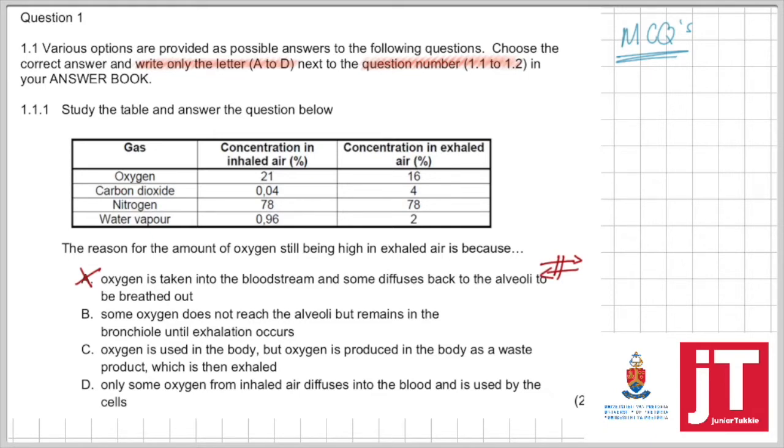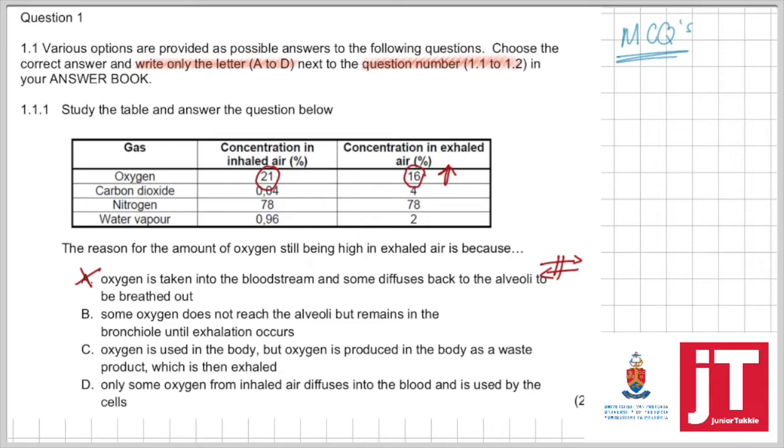So now we're looking for a reason to explain why we still have quite a large percentage concentration of oxygen in exhaled air. Okay, so here we're looking particularly now at that value when compared to that value, and now they want to know why is this still a high concentration. Okay, so let's quickly have a look at the options that we're given. Option A, oxygen is taken into the bloodstream and some diffuses back to the alveoli to be breathed out.